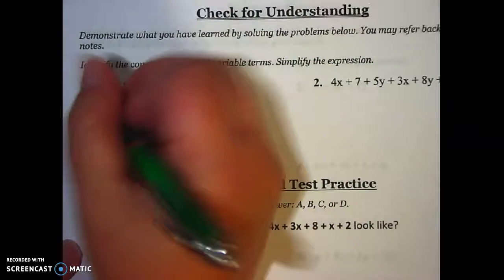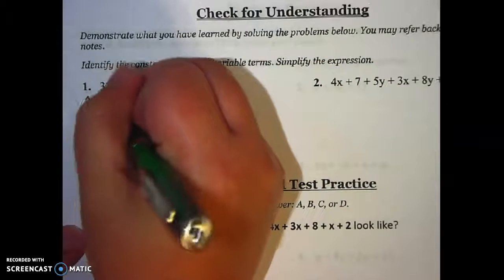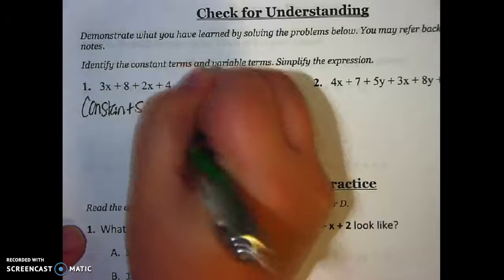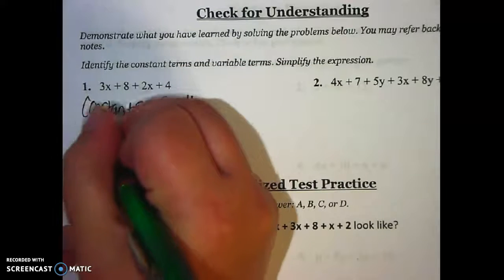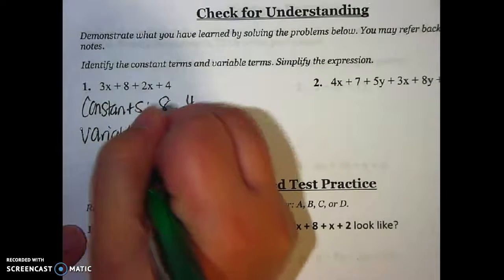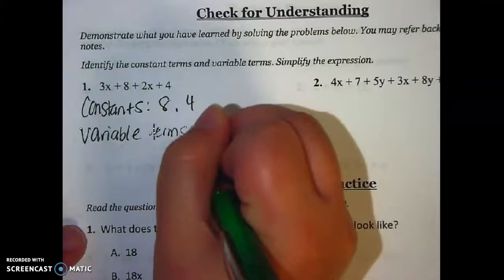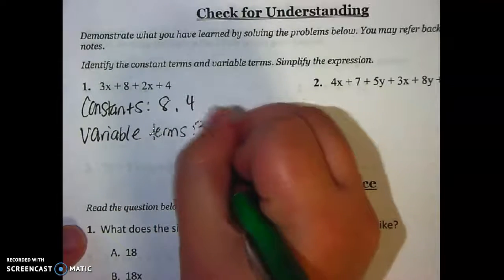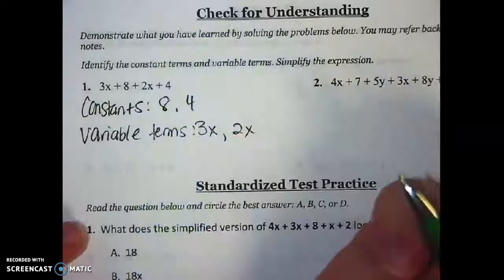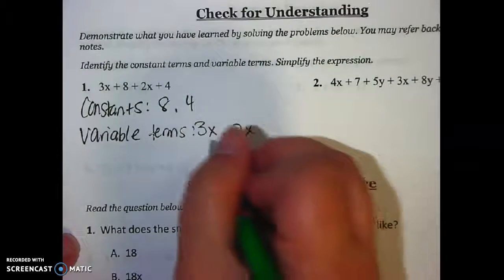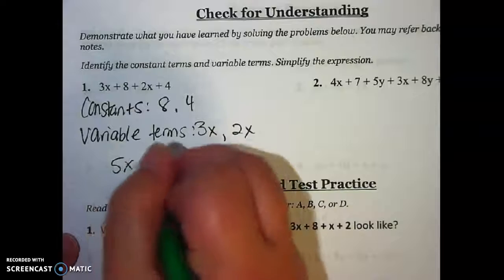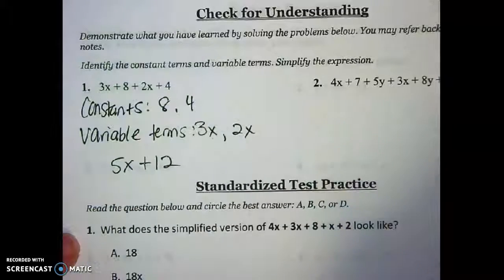So for number 1, the constants are 8 and 4. The variable terms, so when it says variable terms, that means you write the whole thing. That's 3x and 2x. Simplify the expression. 3x plus 2x is 5x. 8 plus 4 is 12. 5x plus 12.